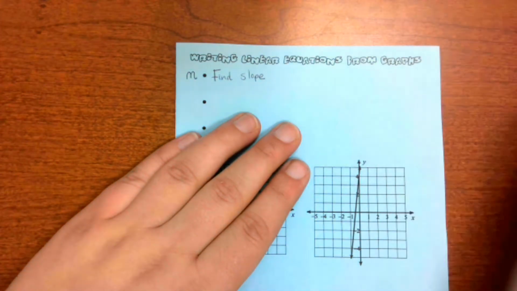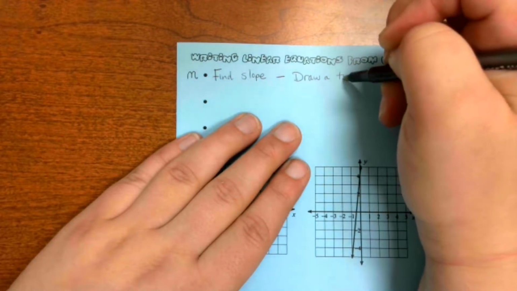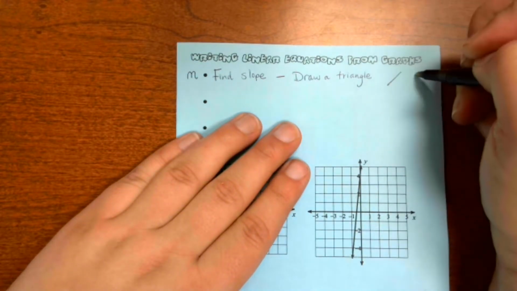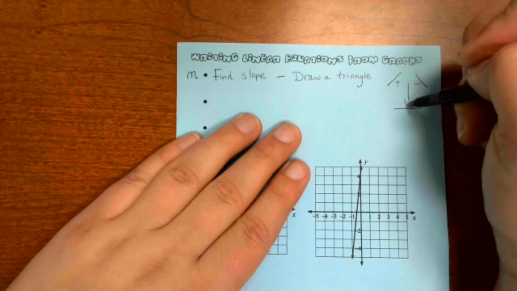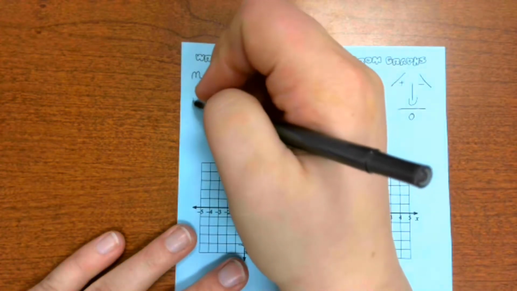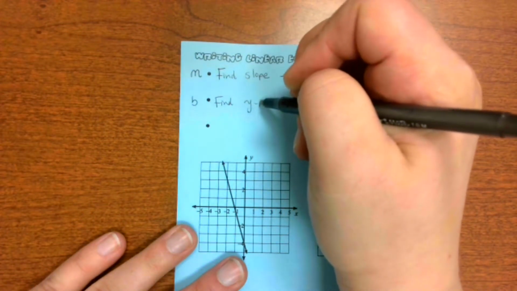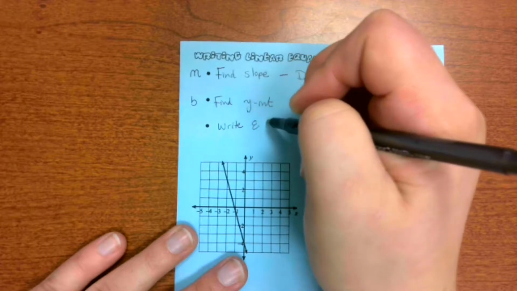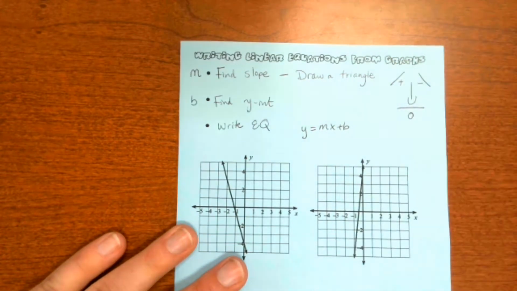How do you find a slope from the graph? Easy. Draw a triangle. Don't forget, slope man. Positive, negative, undefined, and 0. Once we have our slope, we're going to use our y-intercept. And then simply write your equation. Remember, it's always going to be y equals mx plus b.